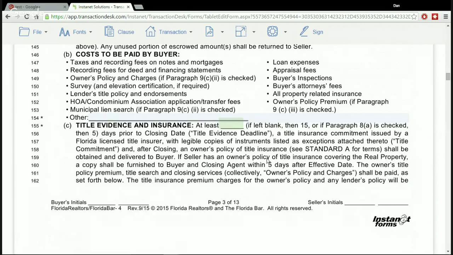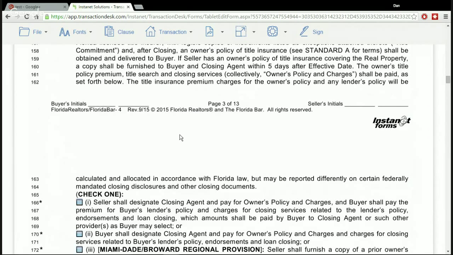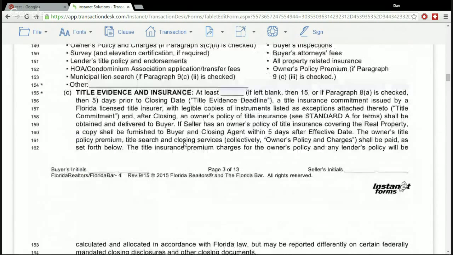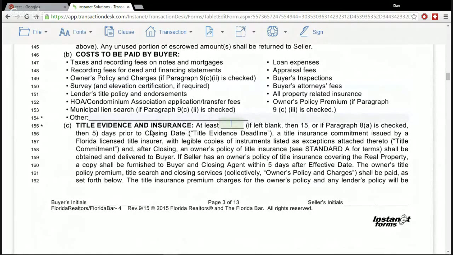If the seller already has an owner's policy, they're supposed to deliver it to the title company and to the buyer within 5 days of execution or effective date. Once you receive the title commitment, whether it's 15 days or 5 days, once the buyer receives that, they have 5 days to review it and raise any issues with it. If they don't agree with something, or if they're not going to be able to accept it, they're supposed to respond within 5 days.